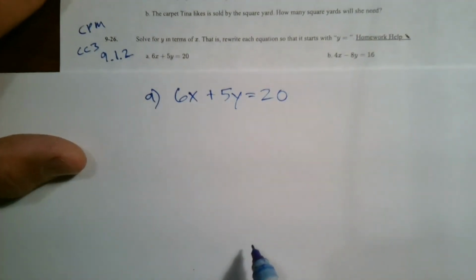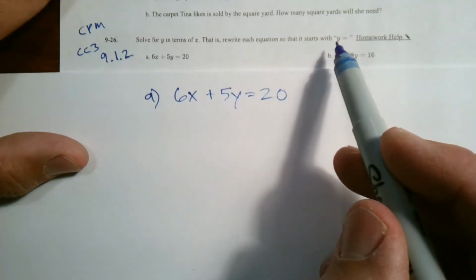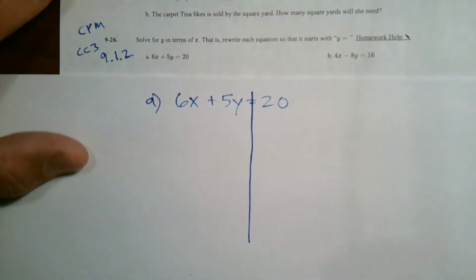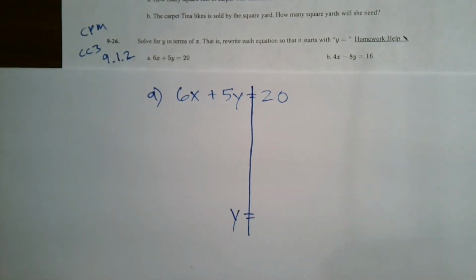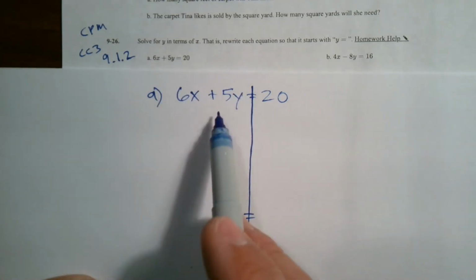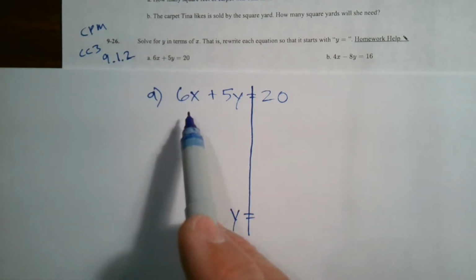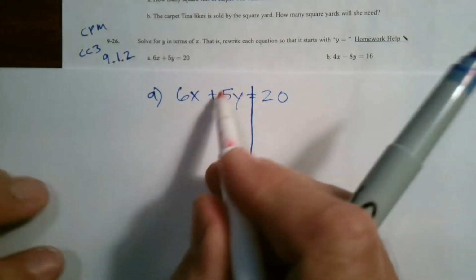So I need to get y alone. That's what it wants, right? It says rewrite each equation so that it starts with y equals. So it's using our skills of solving equations, but isolating the y. The first thing is I need to eliminate whatever is not y. For right now, I want to eliminate the 6x term so that I can get the y term alone.